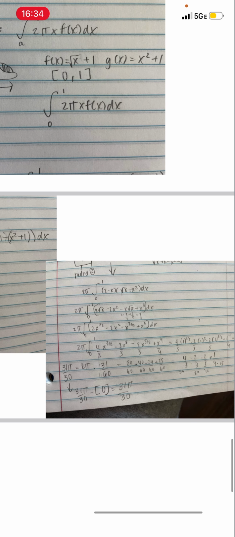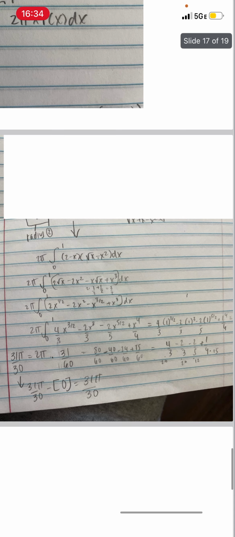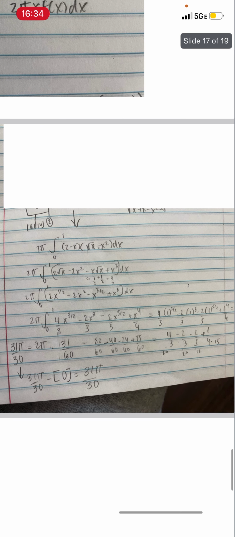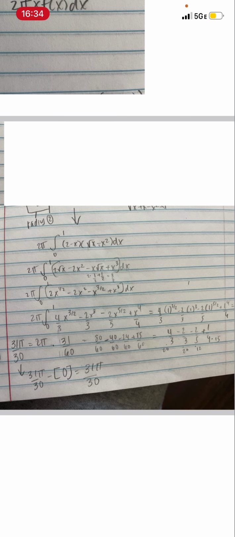And so this is me solving for the volume. A lot of math, and so we have the grand total of 31 pi over 30.